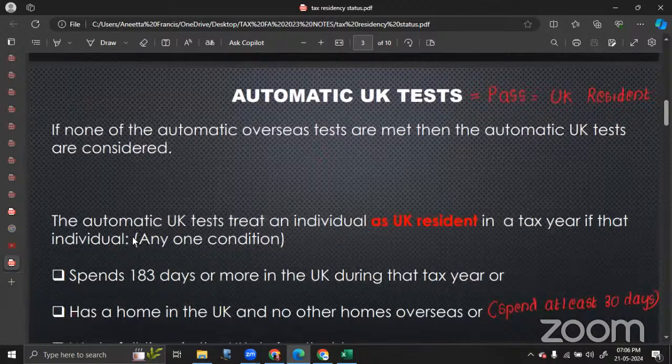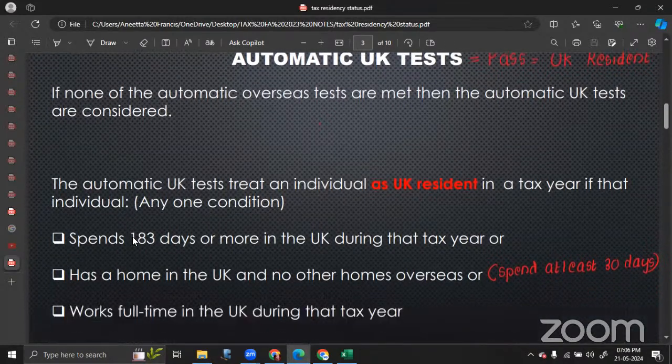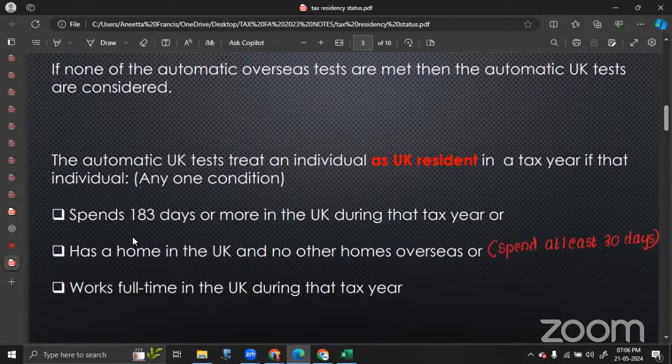Proceeding to the next one, which is the automatic UK test. If you fail the first one, you move to the second one. And if any one of the conditions is satisfied, you're automatically treated as a UK resident. So, spend 183 days or more in the UK during that tax year, or have a home in the UK and no other homes overseas. It doesn't matter if you have a rented home also, have a home in the UK, no other home overseas.